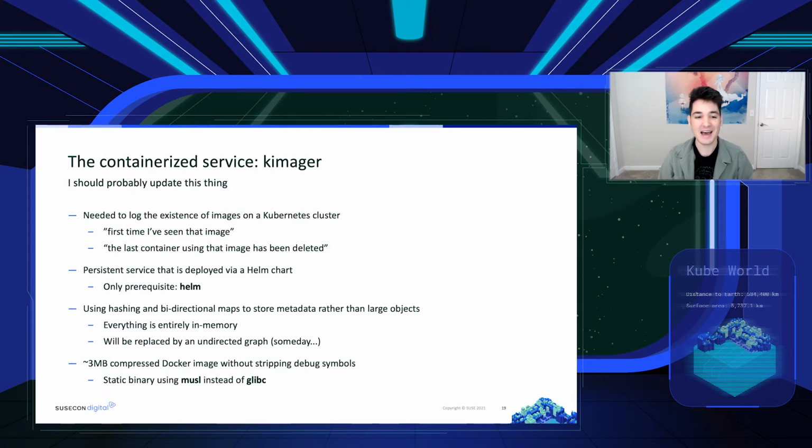And essentially, I needed to figure out whether or not a Kubernetes image was seen on the cluster for the first time, or the last pod I knew that was using it was deleted, so it was gone from the cluster, so to speak. And I didn't want any client-side dependencies other than Helm. Just install the chart and go to town, and let's log when these images appear and disappear.